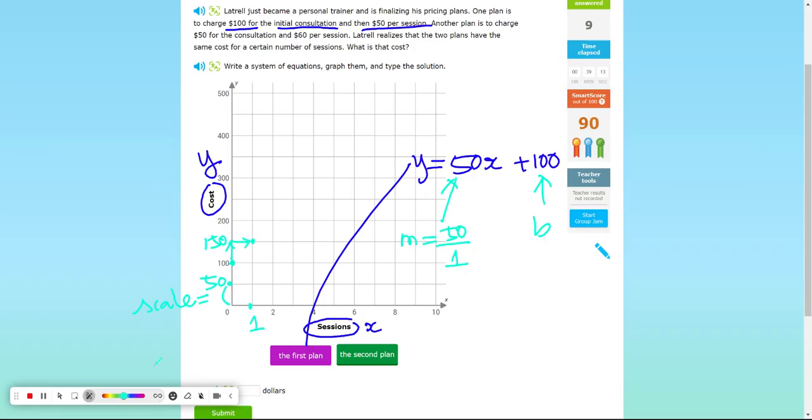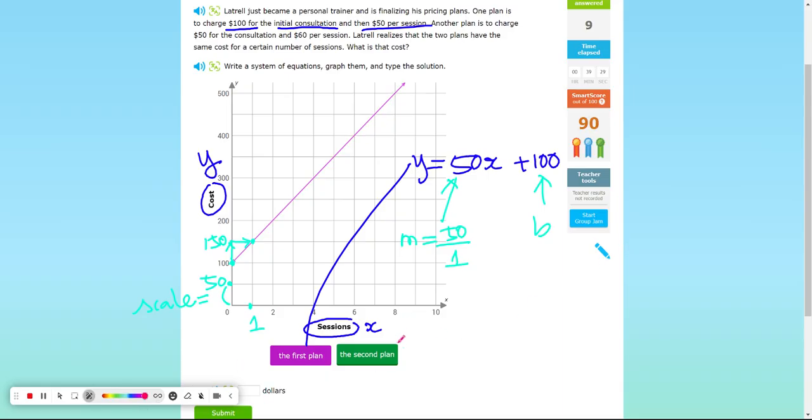So I get my little tool over here. Start at 100, up 50, right 1. Okay, I'm done. Now let's write the equation for the second plan.